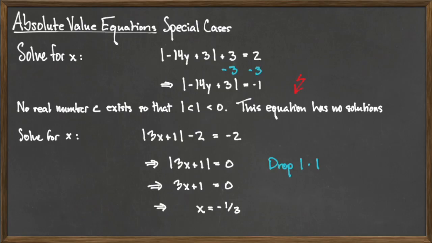So these are our two special cases. If my right-hand side is a negative number and my left-hand side is an absolute value term with nothing else in front of it, I get no solutions. But if my right-hand side is just a 0 and my left-hand side is an absolute value term with nothing else around it, then I get to just drop the bars and solve for x.